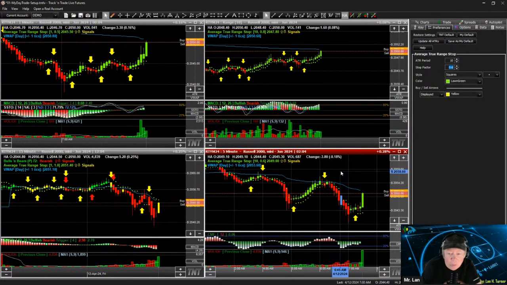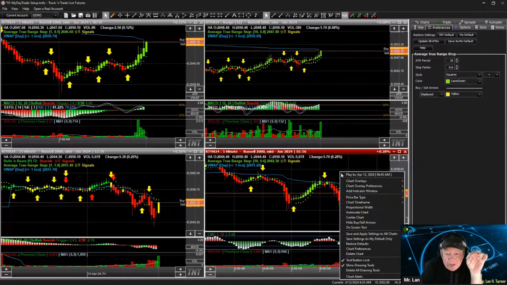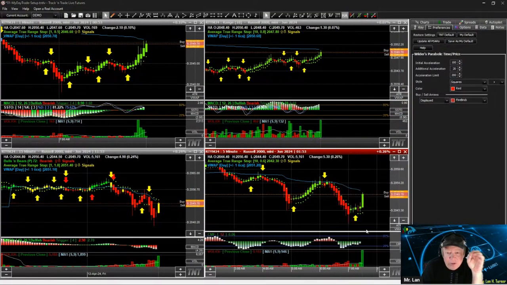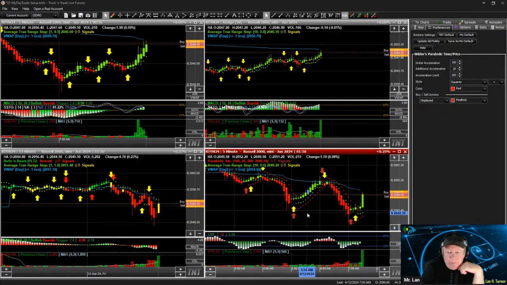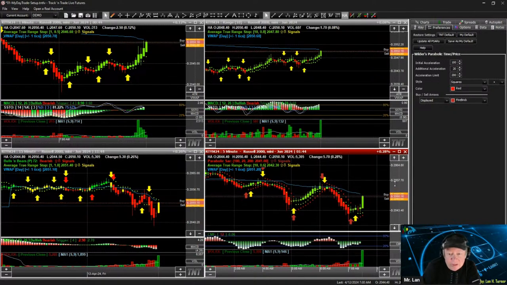Now Wells Wilder is the one who wrote that indicator, right? Wells Wilder. And Wells Wilder also wrote the parabolic SAR, which is also another very popular tool for trading. Parabolic stop and reverse is what that stands for.